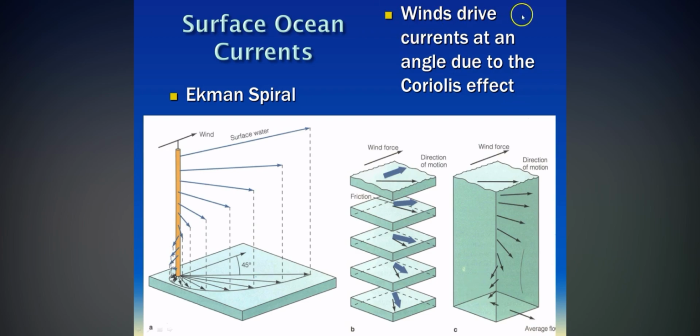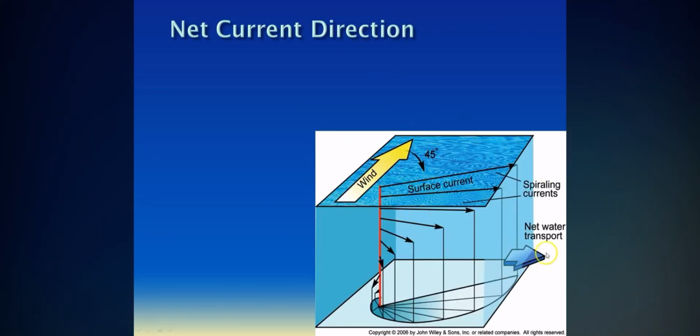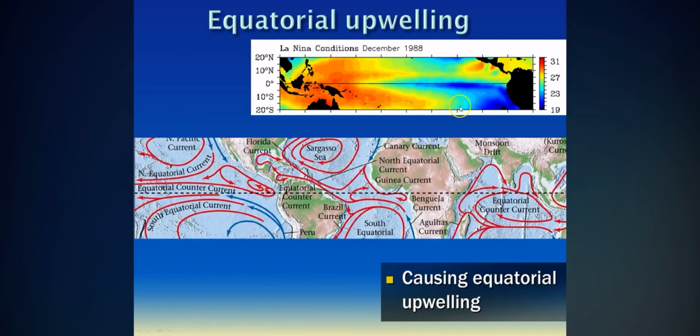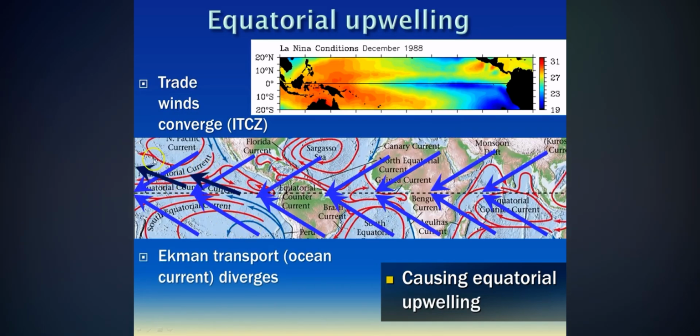So wind-driven currents are at an angle to the surface wind because of the Coriolis effect. Here's the net transport. Wind direction, net transport of water. Perpendicular. Again, this one is for the northern hemisphere. It's turning to the right. So the net current direction is perpendicular to the wind, and that gives us equatorial upwelling, such as during La Nina and normal conditions. Trade winds converging, diverging ocean currents, causing equatorial upwelling.